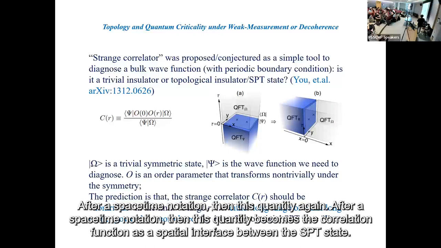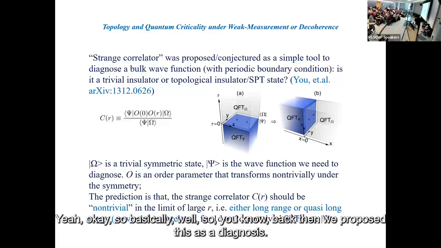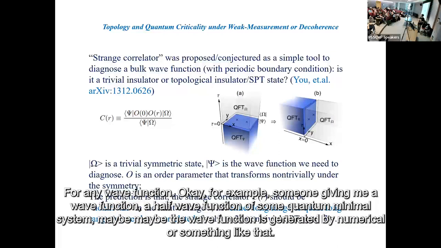Because after space-time rotation, we know that the spatial boundary of the SPT state must have some non-trivial physics going on. Okay? So basically, back then we proposed this as a diagnosis for any wave function. For example, if someone gives me a wave function, like a bulk wave function of some quantum many-body system, maybe the wave function is generated by numerics or something like that, okay?